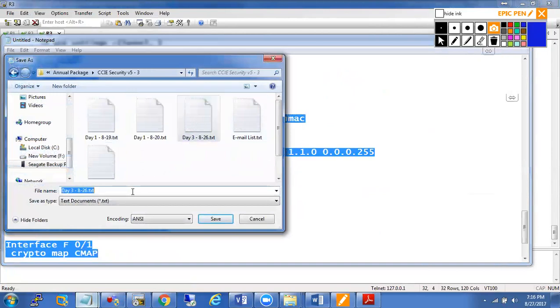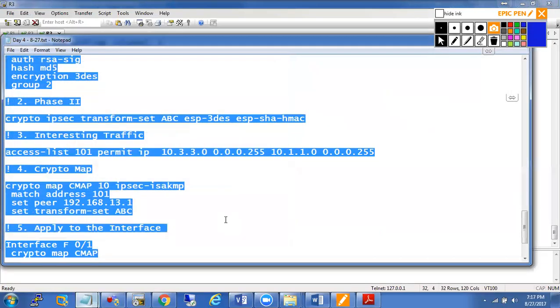Day 4, 27, and this is day 4. But before, yeah, let's just save it. I'll change that later on. So good.